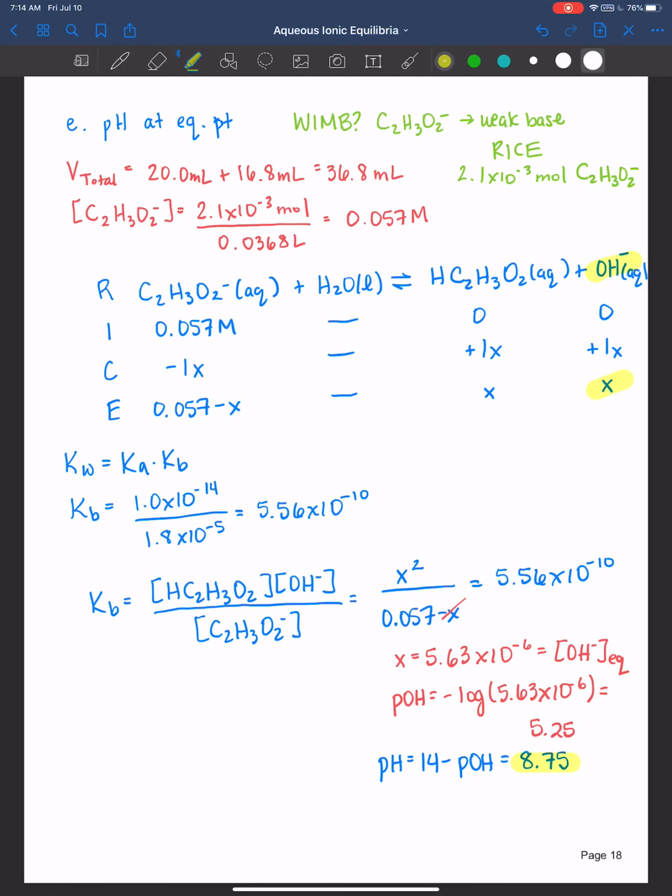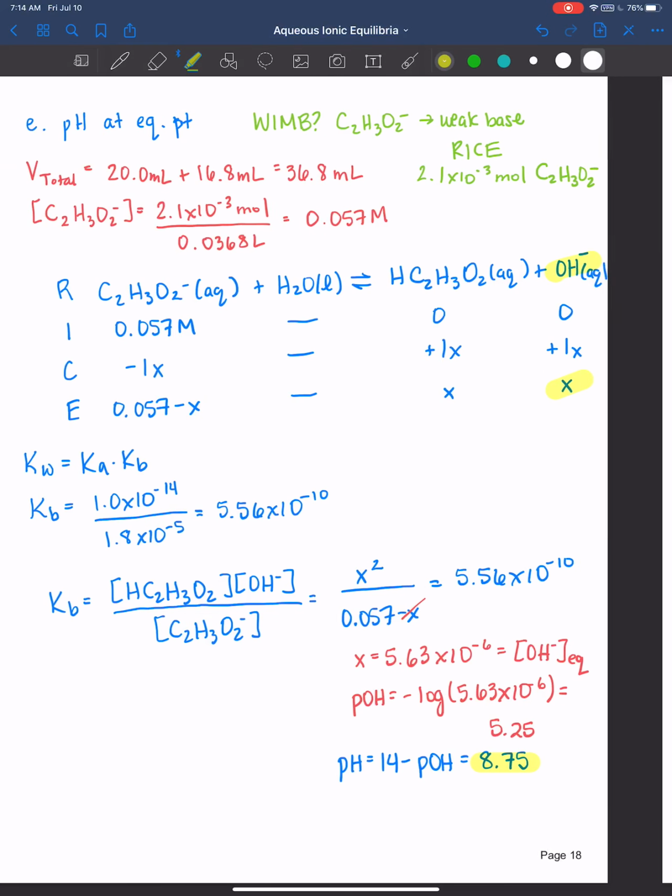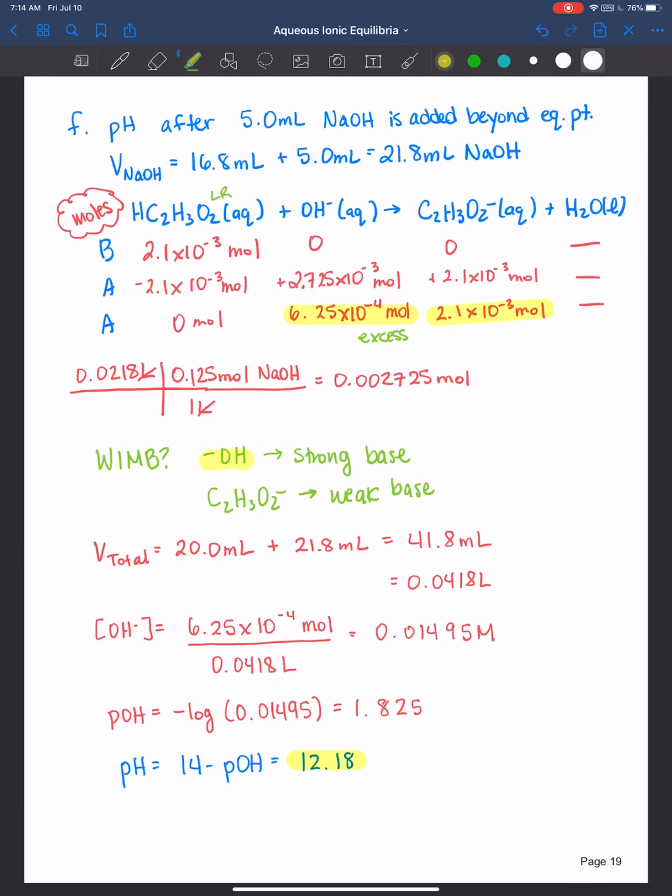The equivalence point at 16.8 milliliters is 8.75. And then 5 milliliters beyond the equivalence point of sodium hydroxide added, we have a pH of 12.18. So we want to sketch all those data points here.